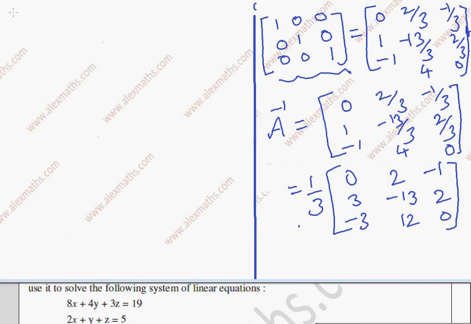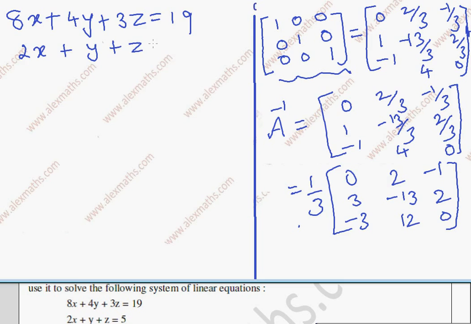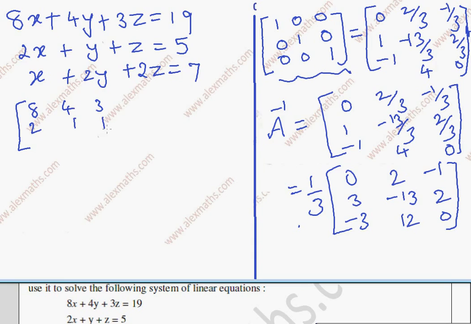So now we got the A inverse. Using it, we have to solve the equation. The three equations are 8x plus 4y plus 3z is equal to 19. Then 2x plus y plus z is equal to 5. Then x plus 2y plus 2z is equal to 7. Now this equation should be written as a matrix product by taking all the coefficients like this.